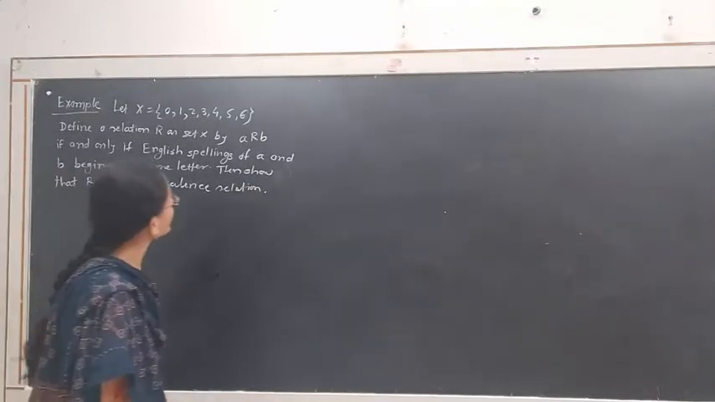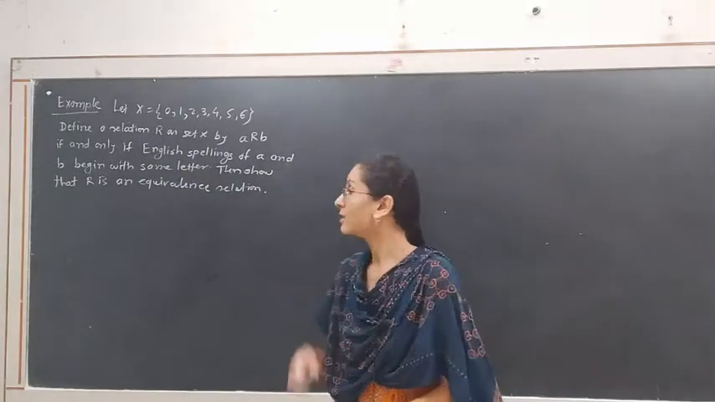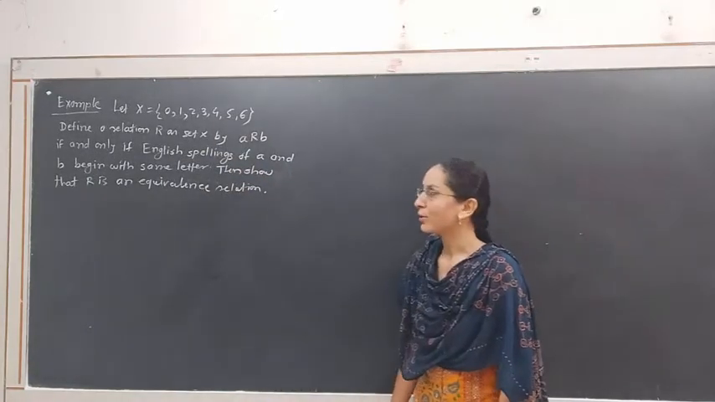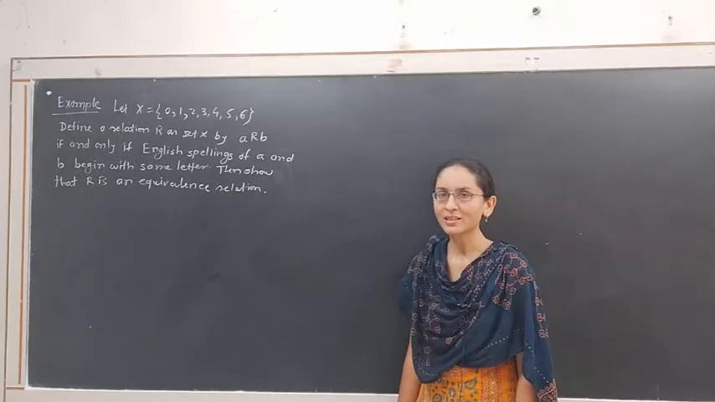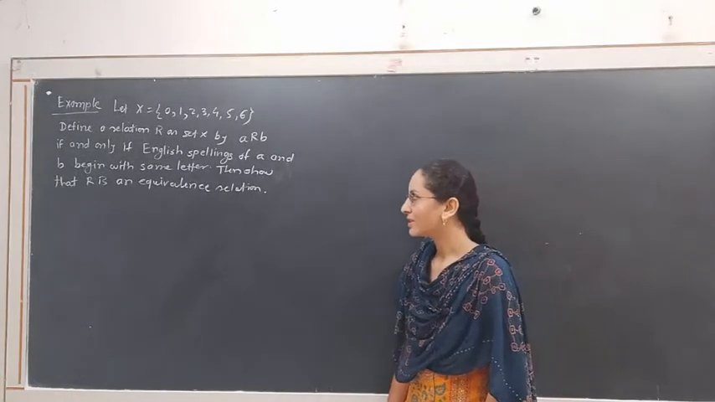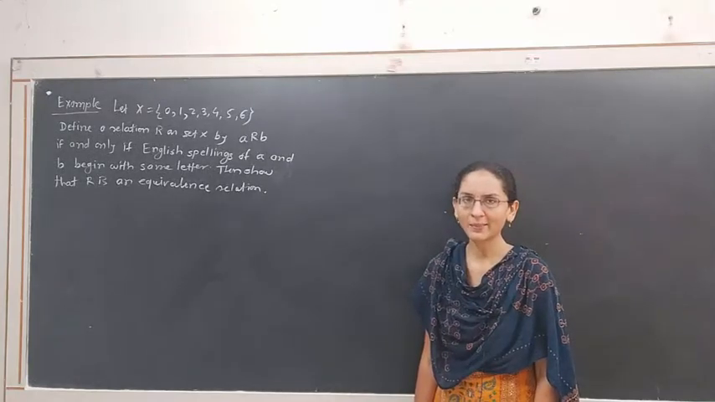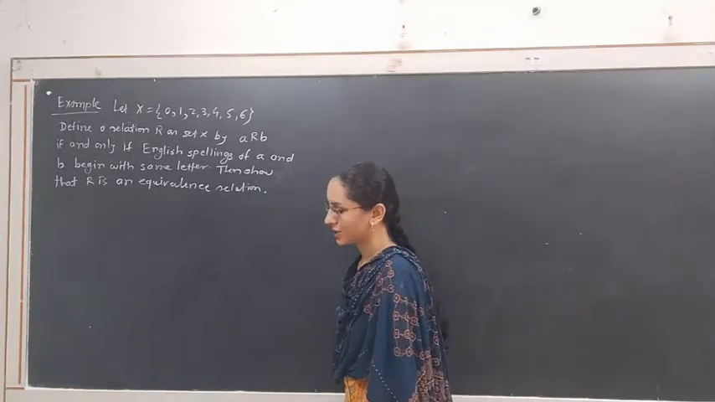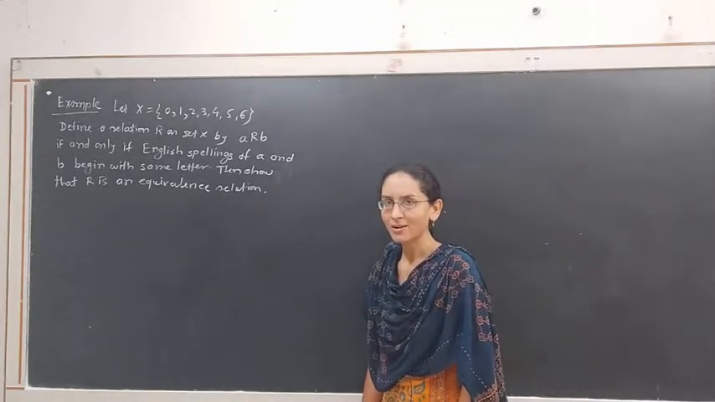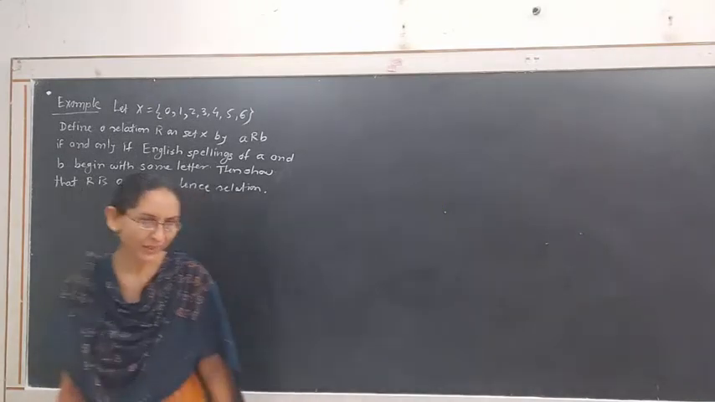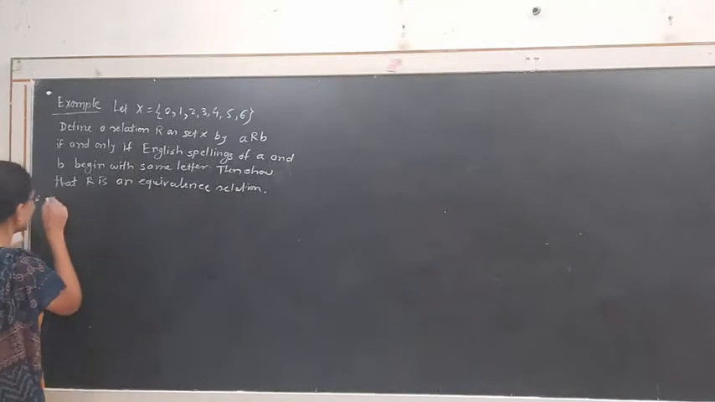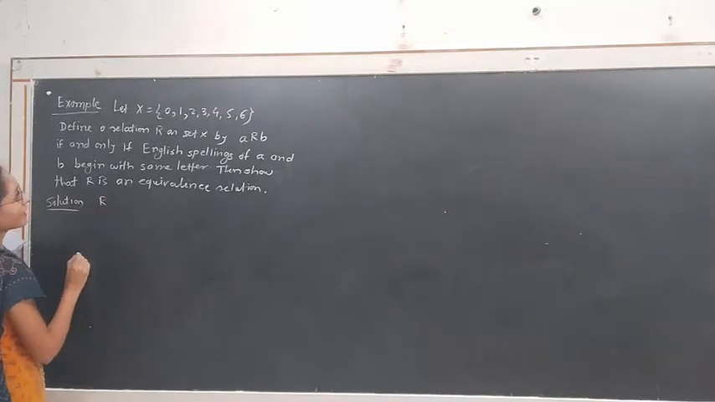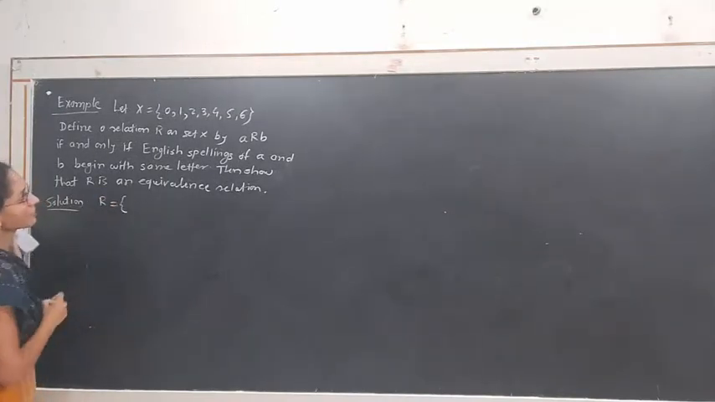It is given that set X is a set of 7 elements from 0 to 6. Relation R is defined on set X by a R b, meaning a is related to b if and only if the English spellings of a and b begin with the same letter. Then we have to show that R is an equivalence relation. First we find the elements of set R, then we will verify whether it is an equivalence relation or not. We write set R first.